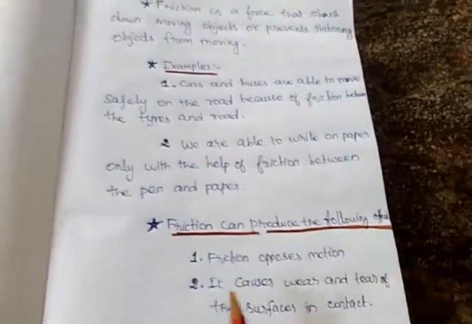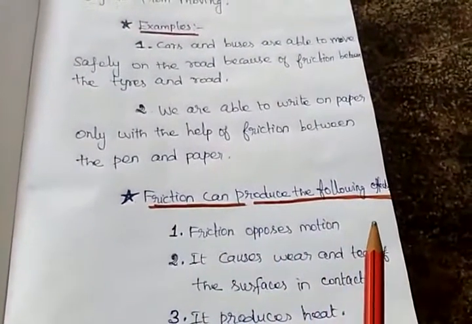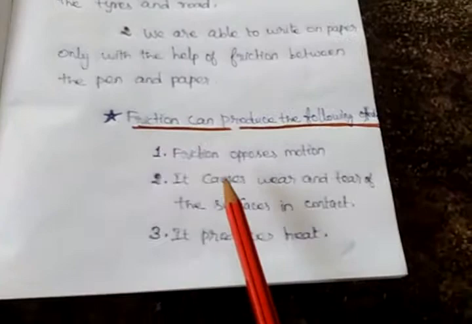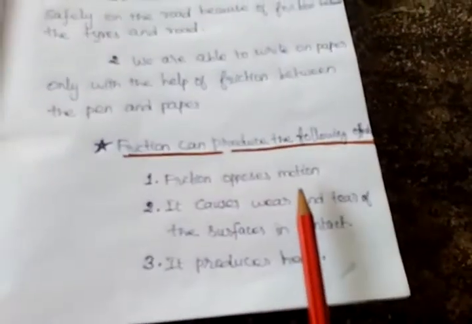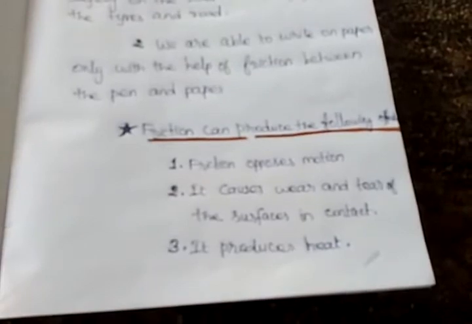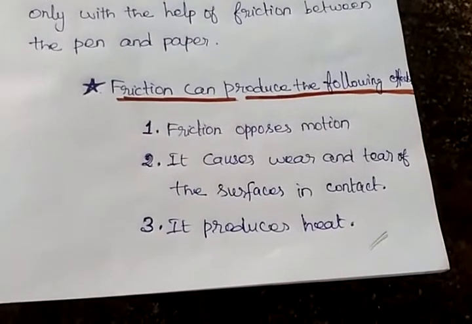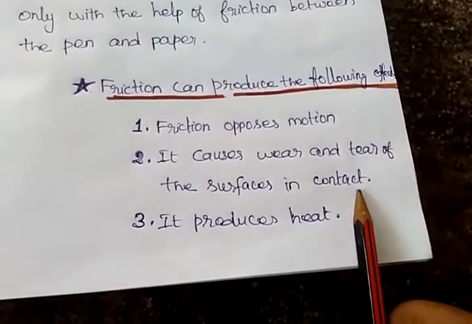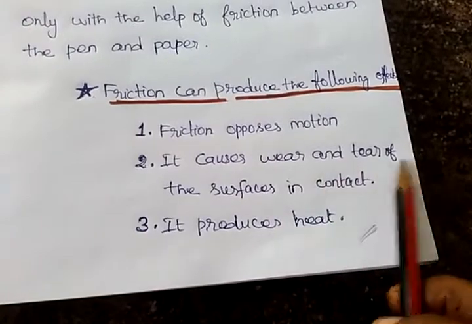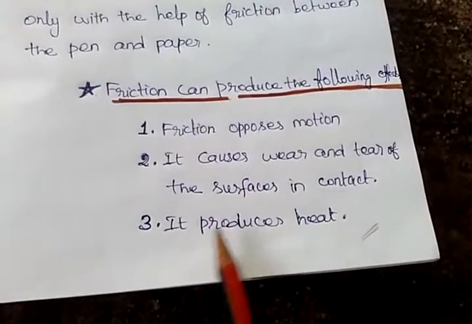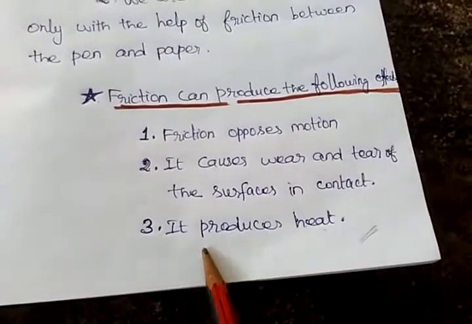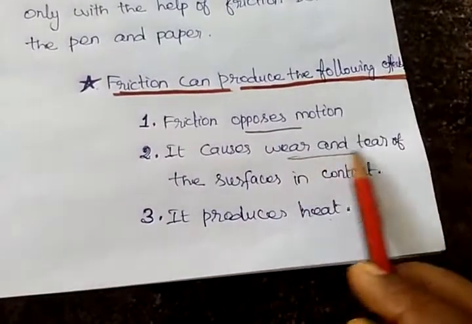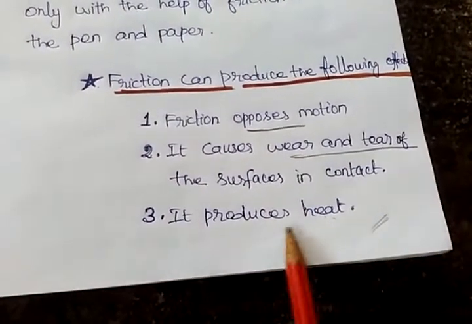Friction can produce the following effects. What are the effects friction produces? Friction opposes motion. Then it causes wear and tear of the surfaces in contact. Then third one, it produces heat. Friction opposes motion, it causes wear and tear of the surfaces in contact, and it produces heat.